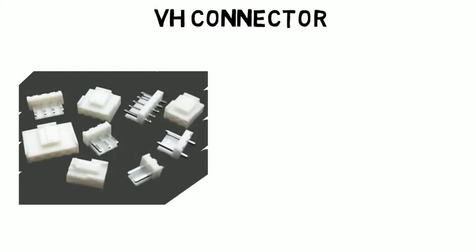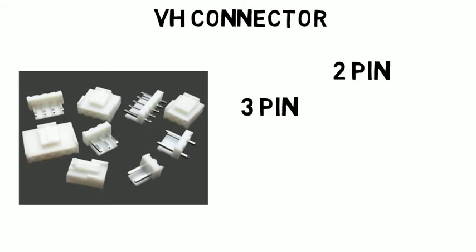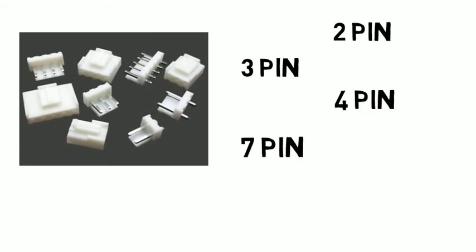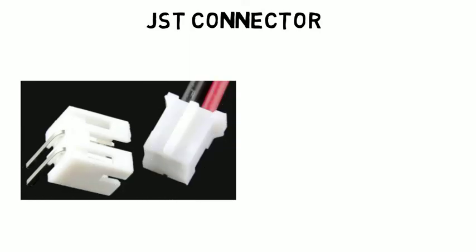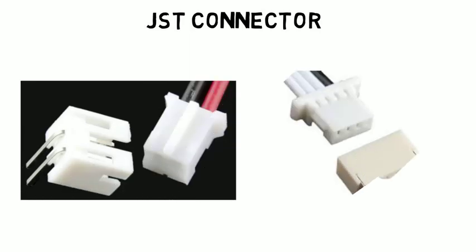17th on our list are VH connectors. They are generally used to interconnect the circuits and their output within a device. They are available in various pin configurations like 2-pin, 4-pin, 7-pin, etc. 18th on our list are JST connectors, which serve the same purpose as VH connectors but are a little bit different in appearance.